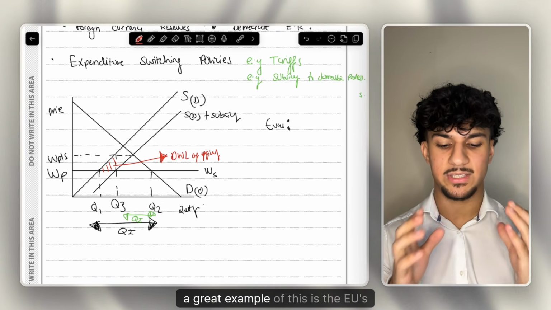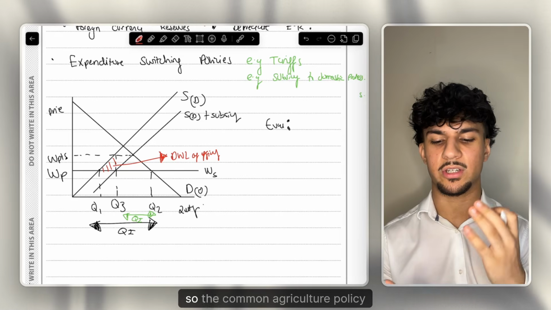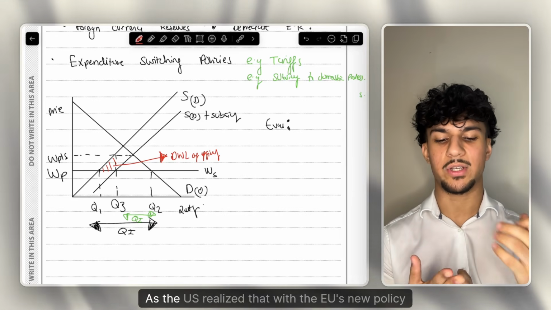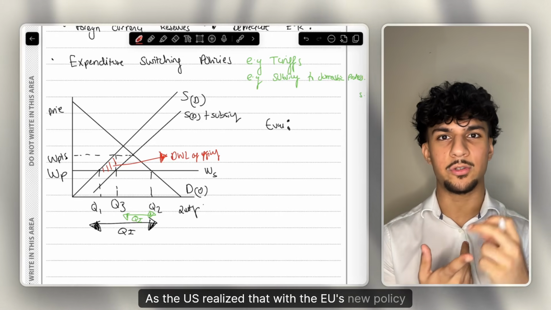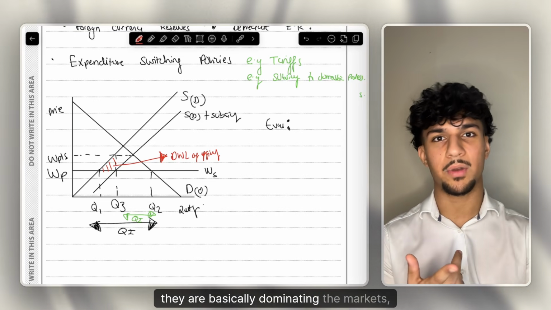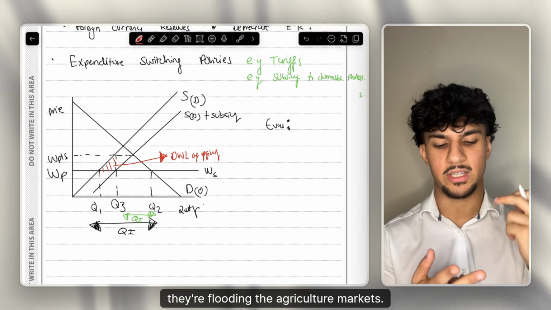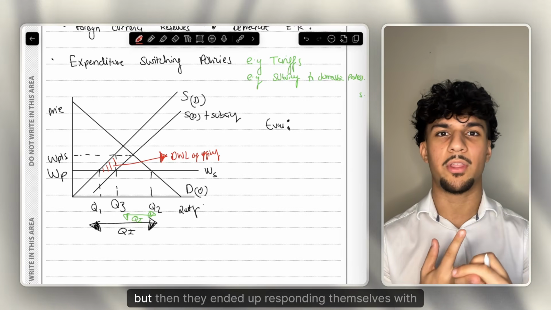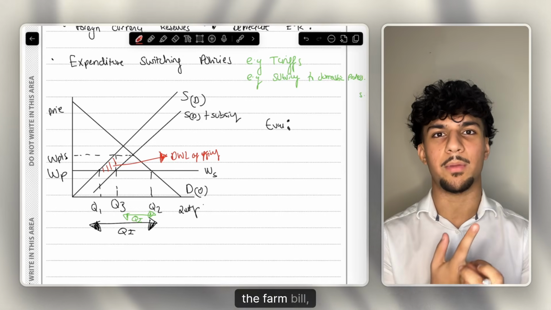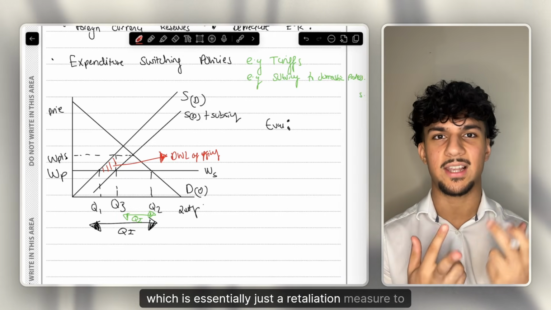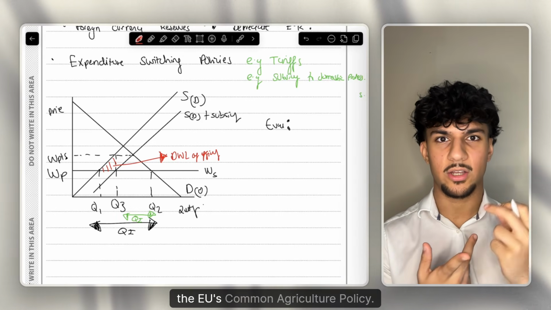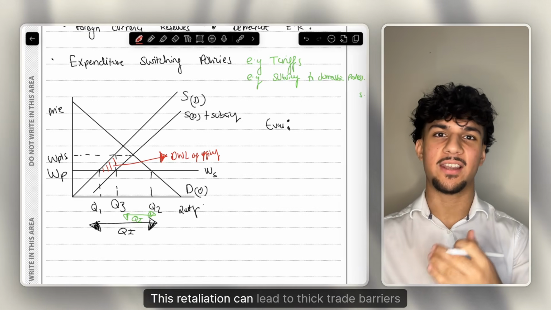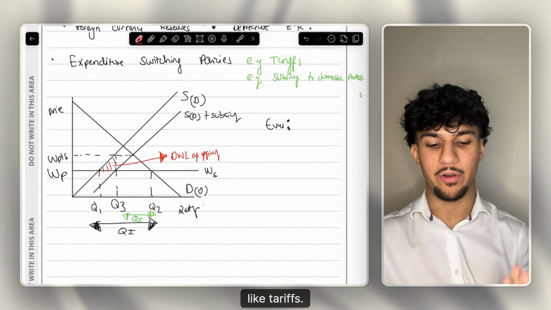And a great example of this is the EU's CAP, the Common Agriculture Policy, versus the US's retaliation, as the US realised that with the EU's new policy of CAP, they are basically dominating the markets, flooding the agriculture markets. So the US responded, they tried to go through the WTO, but then they ended up responding themselves with the Farm Bill, which is essentially just a retaliation measure to the EU's Common Agriculture Policy. And how does this relate to the question? This retaliation can lead to trade barriers like tariffs.